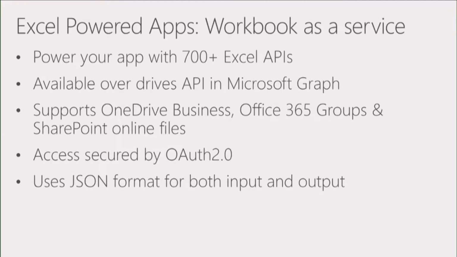So the first thing is the Excel REST APIs. We have over 700 APIs. They're available in the Microsoft Graph. How many of you are aware of what Microsoft Graph is? OK, so the API is available in the Microsoft Graph. It supports Excel files sitting in OneDrive for Business, Office 365 groups, and SharePoint Online. So any site, any document library that has an Excel file. As any other API in Microsoft Graph, it is accessed and secured by OAuth 2.0, and it uses plain JSON format for both input and output.